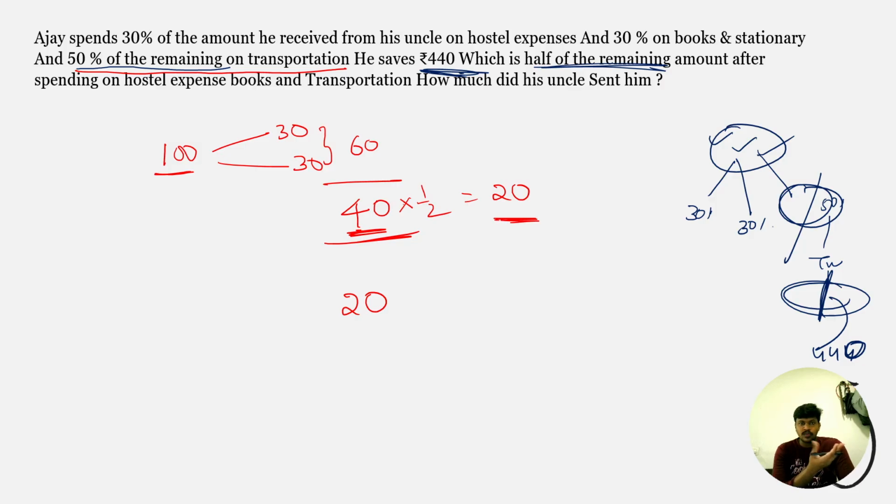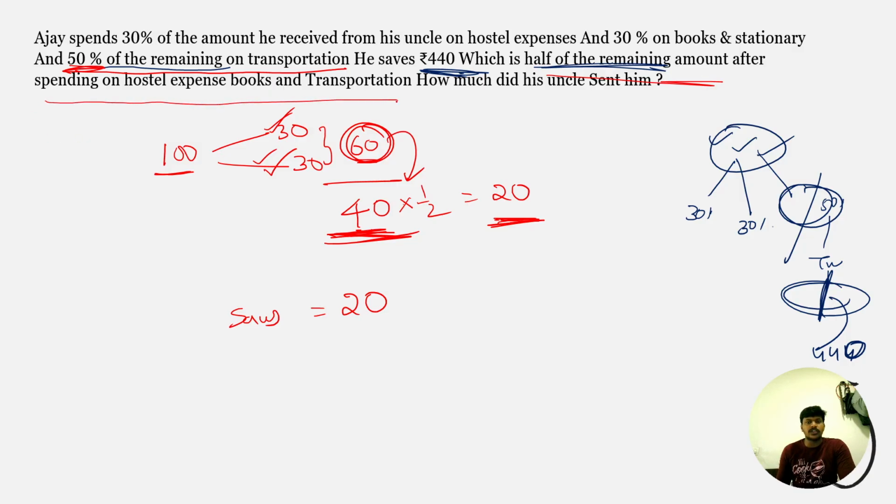Okay, we have 100. In that, 30 on hostel, 30 on books. Already 60 is spent, and the remaining is 40. Of that remaining, 50% he is spending on transportation, which is 20 rupees. Now how much is the saving here? 20. But he is saying that 440 is half of the remaining amount after spending on all this, like hostel, books and transportation. So after spending all this, we are left with 20.